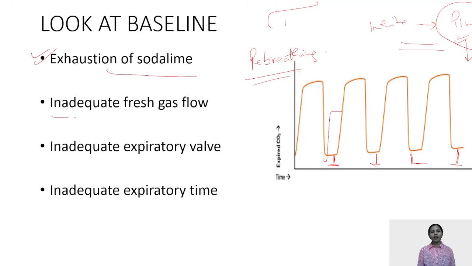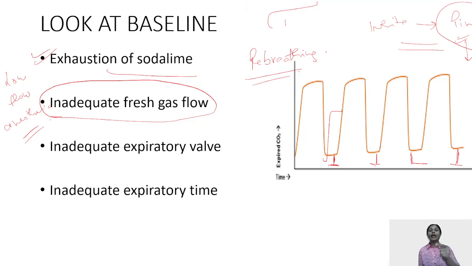The second case that can come is, these days, one of the quite famous techniques of anesthesia, low flow anesthesia. So it can be suggested that the patient is undergoing low flow anesthesia and this kind of capnograph is coming. So what should be done? If this is coming, it means there is rebreathing and the fresh gas flow that you are giving to the patient is inadequate, and thus we have to increase our fresh gas flow if the patient is undergoing low flow anesthesia.